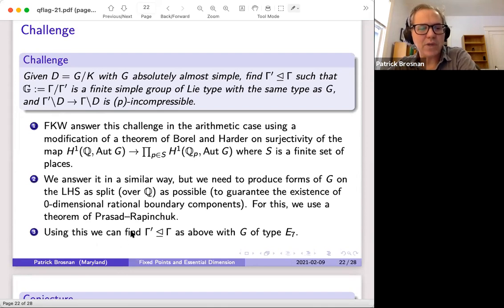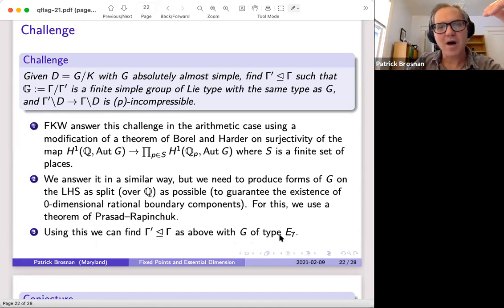And so using this, we can find gamma prime and gamma as above with G of type E7. So we can get a congruence cover of a Hermitian symmetric domain of type E7, where the group associated to the congruence cover is a finite simple group of Lie type E7. And the whole thing is P incompressible.